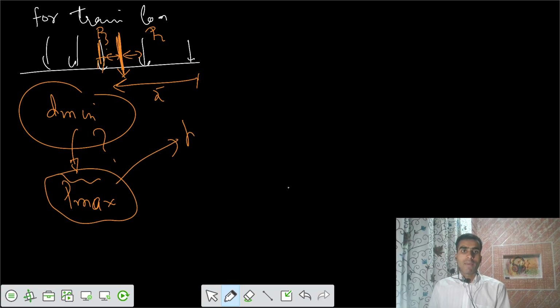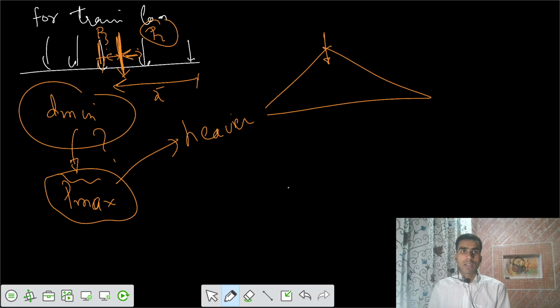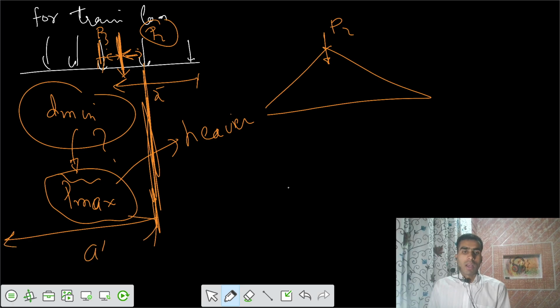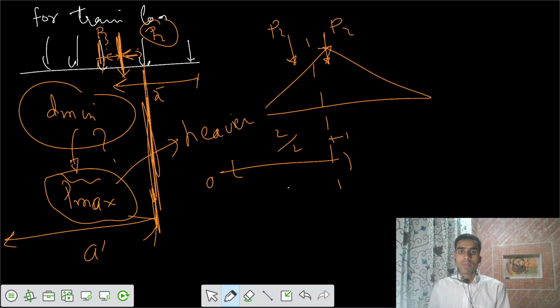That maximum, heavier load we have to keep at the critical section. If this is your D minimum and the critical load is P2, at this location I have to ensure that your resultant and P2 are equally spaced from the midspan. If this was L by 2, this should be some value of D by 2 also. So finally your section A dash equals L by 2 plus D by 2.